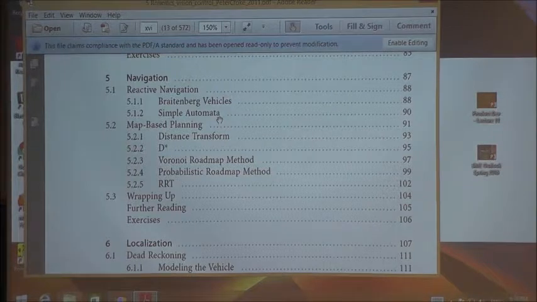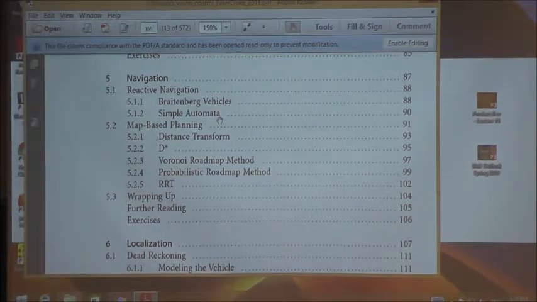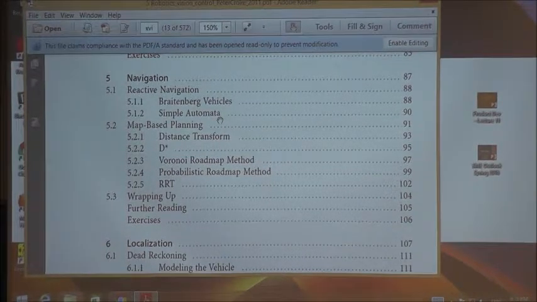Another aspect: I'm getting very anxious about the project day, May 9th, okay? And I hope you have very good results. I need a report looking like a conference double-column paper.